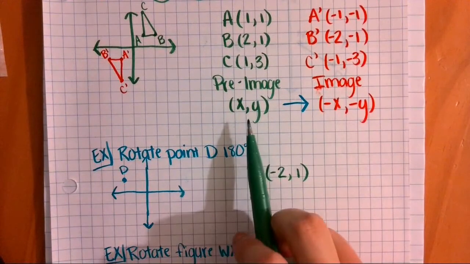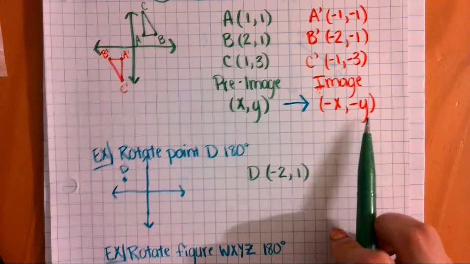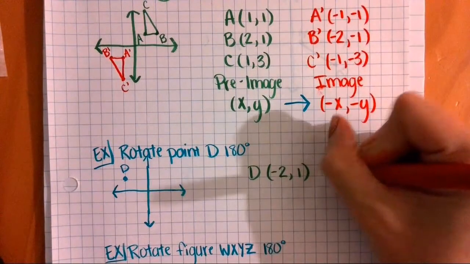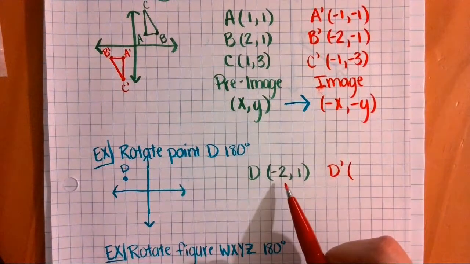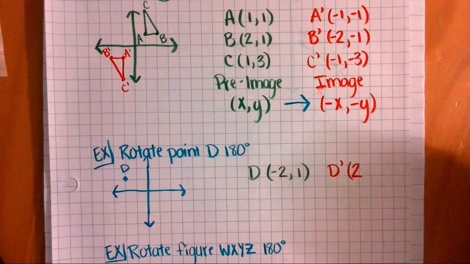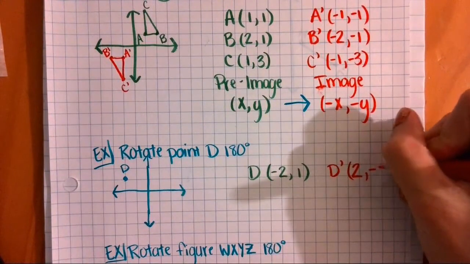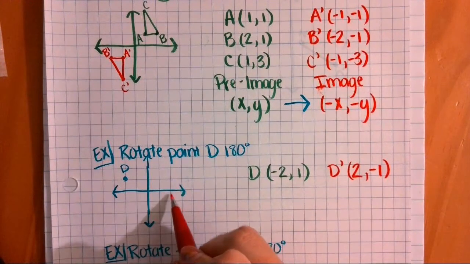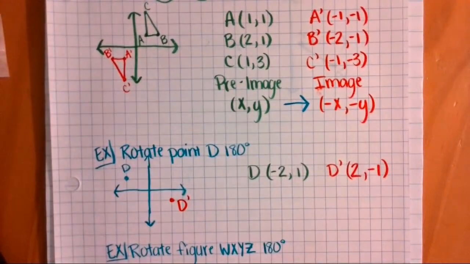I know from my rule up here, I'm going to take my pre-image and do the opposite for my image. So I'm going to call it D prime, and I'm going to change the sign of both numbers. Since I have a -2, I'll change it to a positive, and since I have a +1, I'm going to change it to a -1. And then we're going to plot that point, so we're at +2, -1, which gives us D prime.